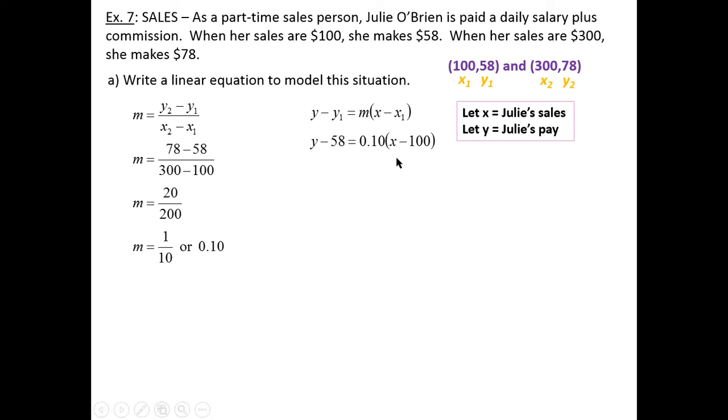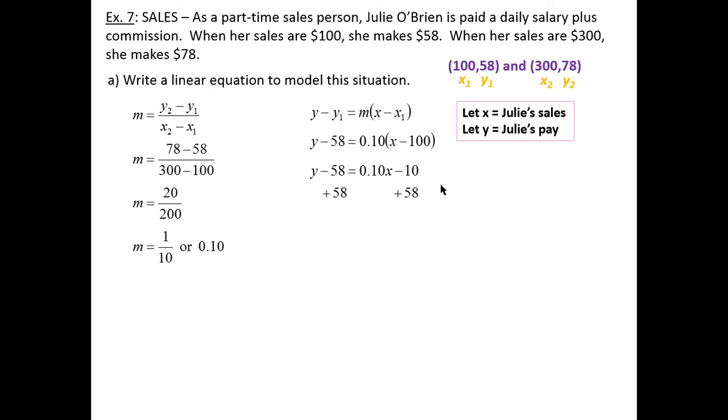And now if we solve this equation for y, we'll have slope-intercept form of our equation that models this situation. So we have to distribute 0.10 to x and to the 100. And when you do that, you're going to have y minus 58 equals 0.10x minus 10. Once again, we've multiplied the 0.10 by both of the things in the parentheses.